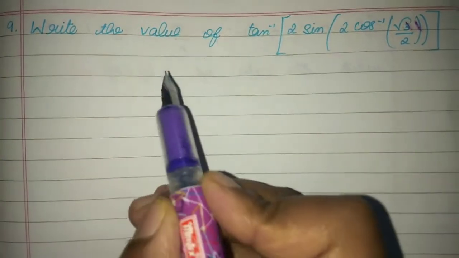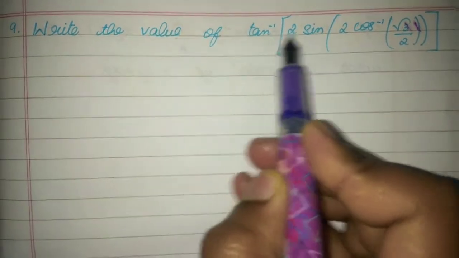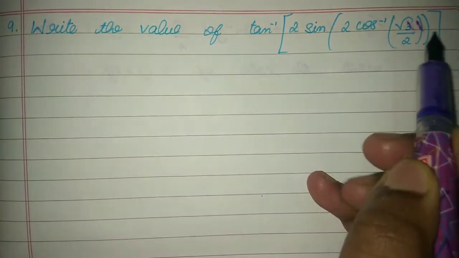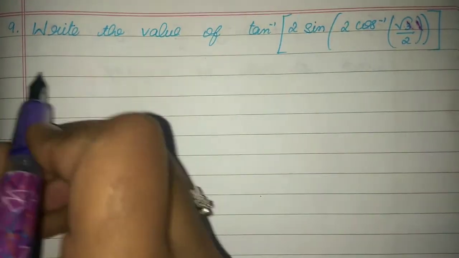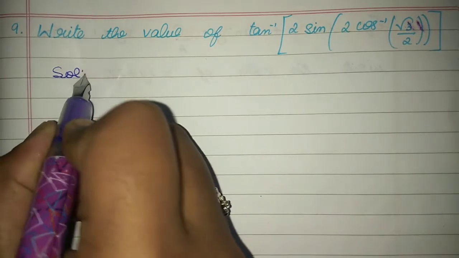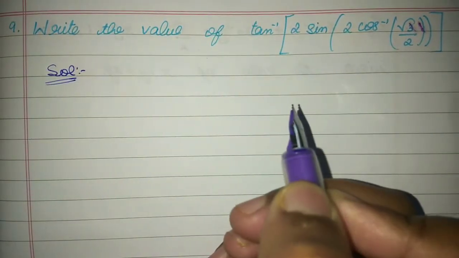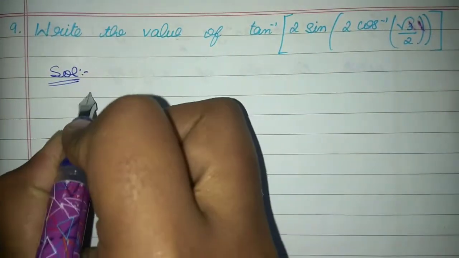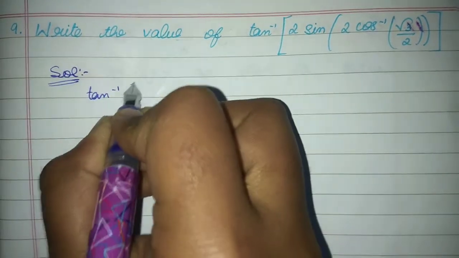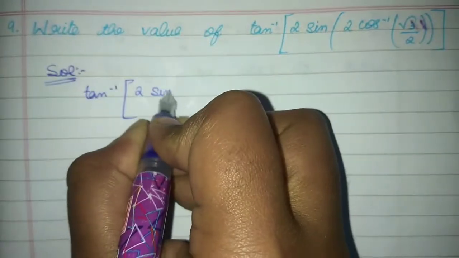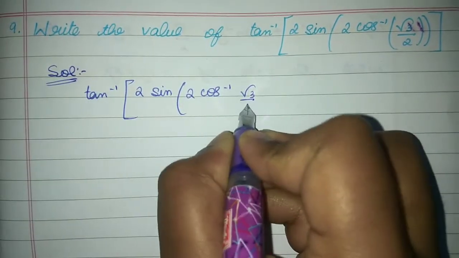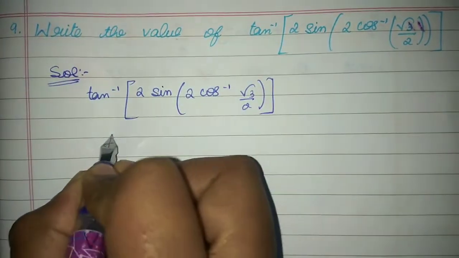Question 9. Write the value of tan inverse of 2 sine of 2 cos inverse of root 3 by 2. So this is an easy and direct sum. So you can score the full 1 mark here. Seeing the question, you need not think it is very huge. Okay, these are all 1 mark questions. So tan inverse of 2 sine of 2 cos inverse of root 3 by 2. Let me write it here.